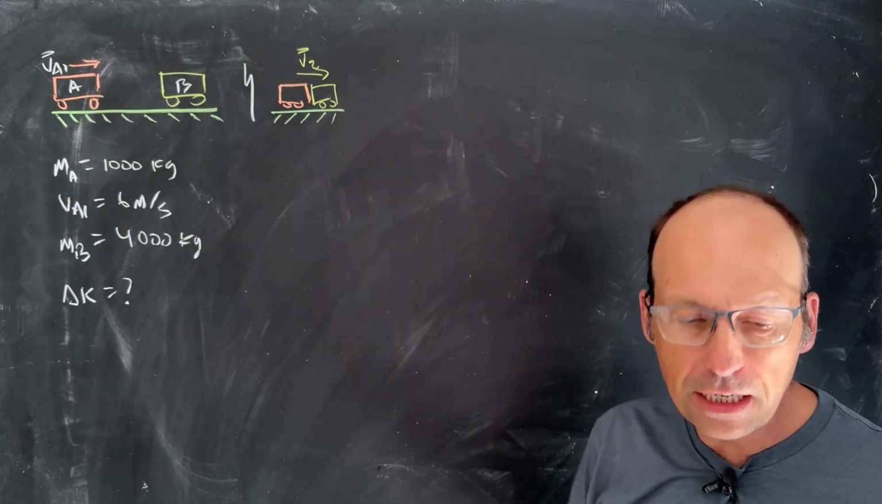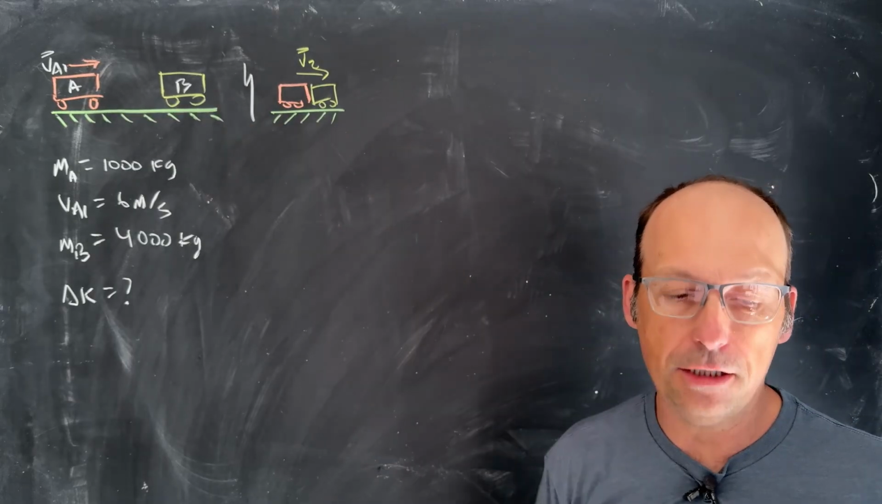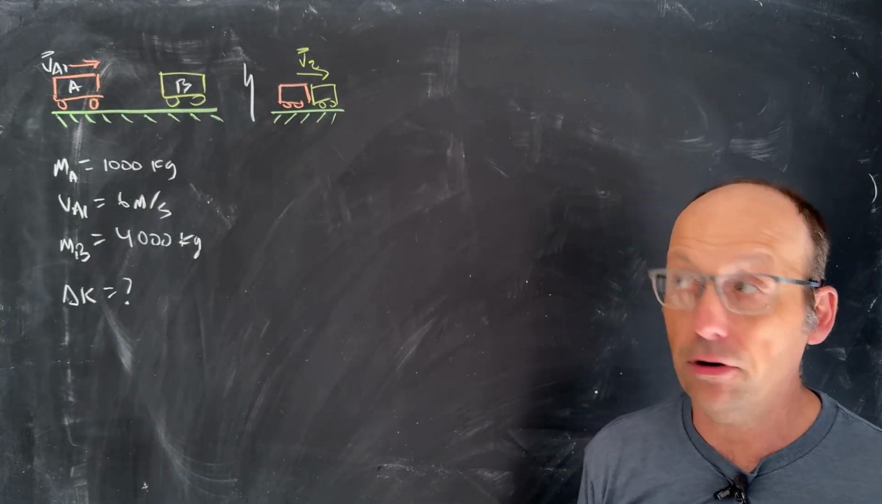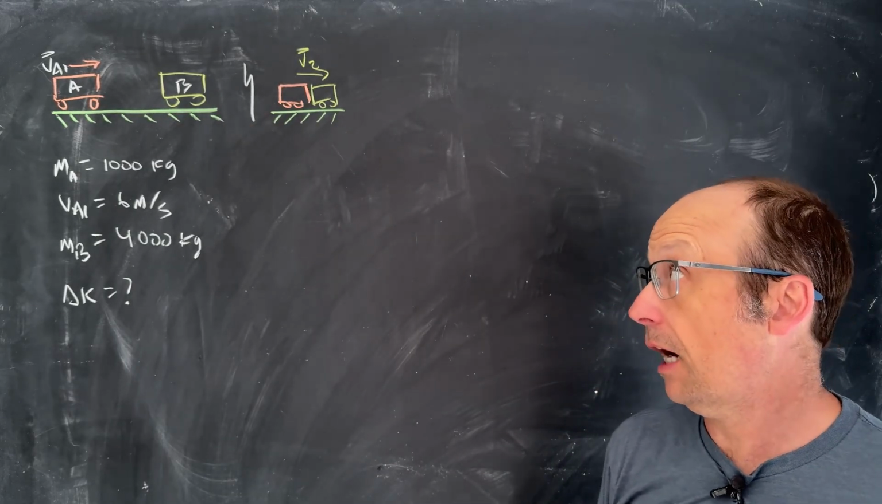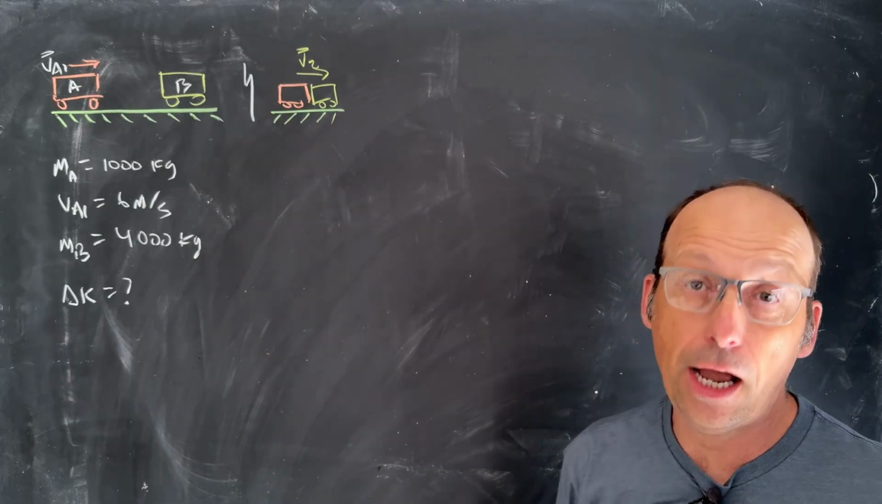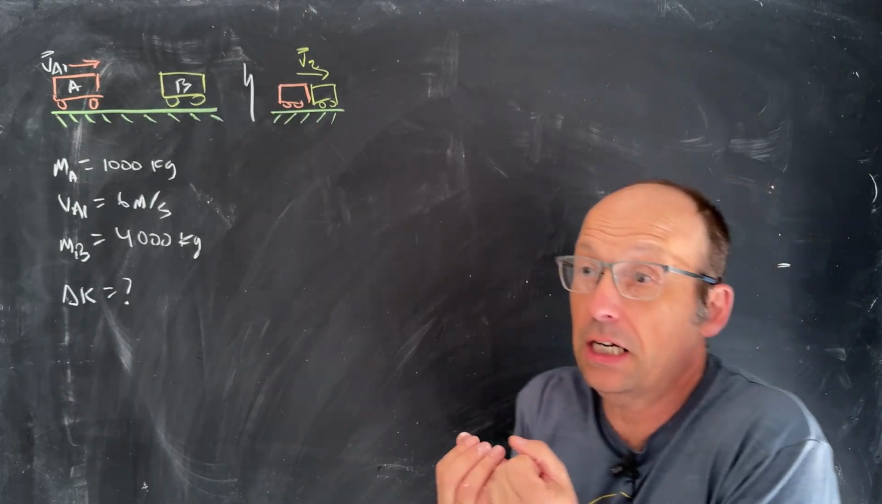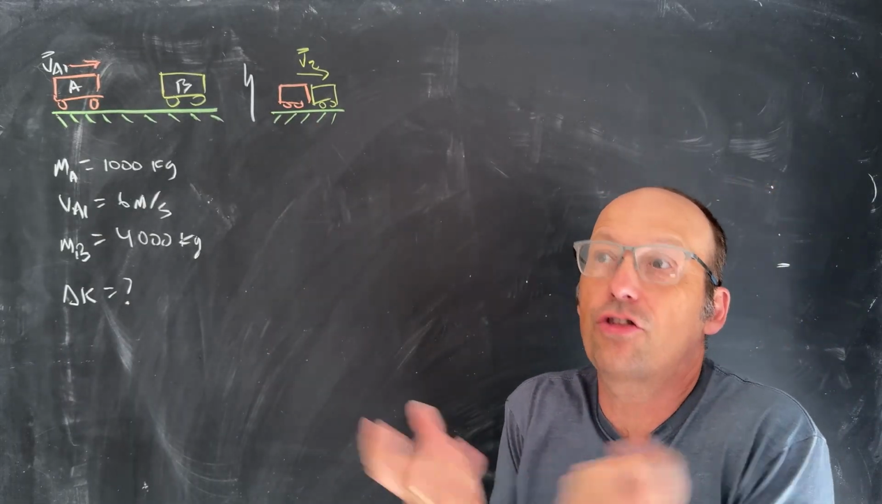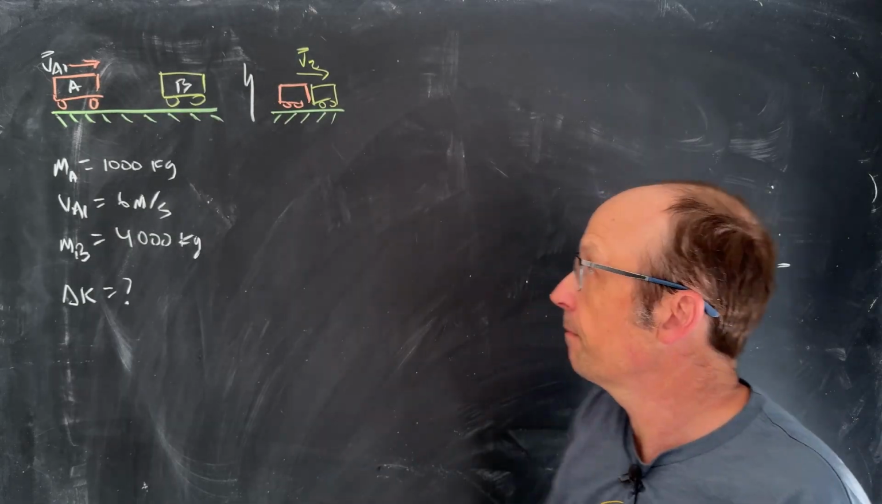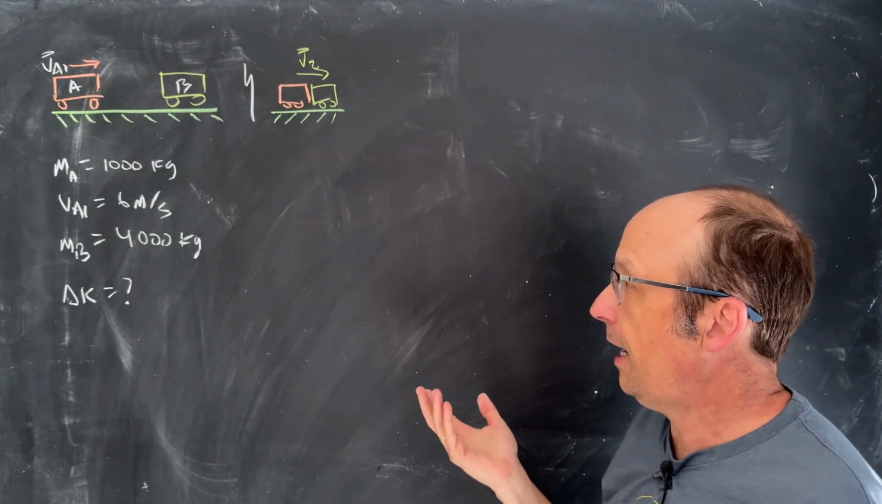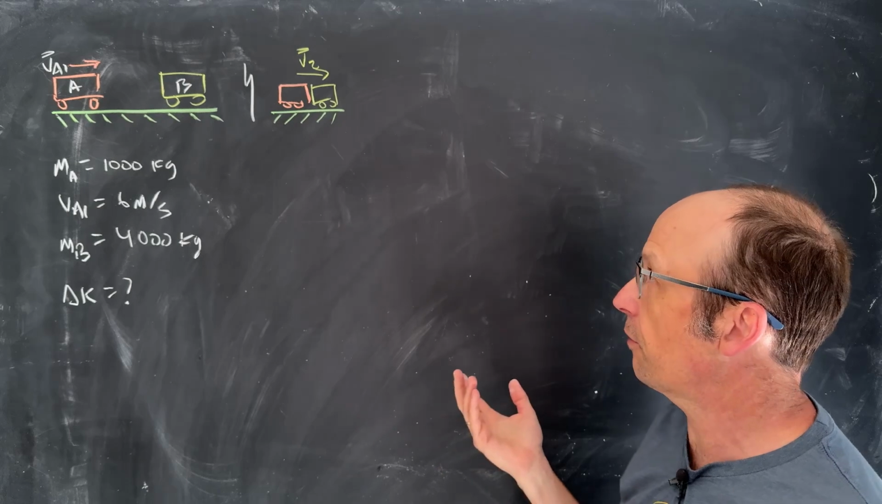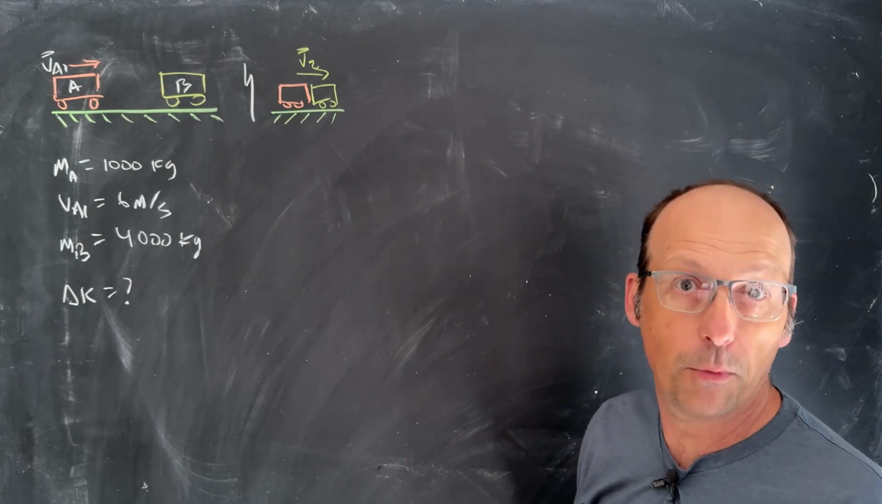It collides with a stationary car, B, that has a mass of 4,000 kilograms. The two stick together after the collision. How much kinetic energy was lost, or how much kinetic energy was converted into thermal energy and things like that? And so you may think, hey, how could you possibly do that? Because we don't know the final speed. And yes, but we'll find that, right?